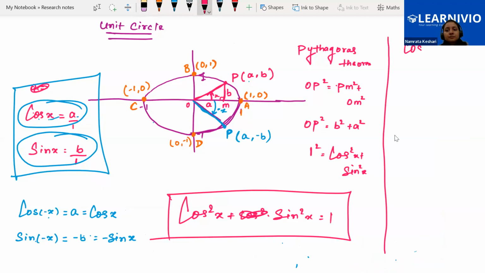cos 0, 1, sine 0, 0 we found from when we make the angle 0. After that, we just stretch the angle and we can see cos pi by 2 is the x coordinate, that is 0, and sine pi by 2 is the y coordinate, that is 1. Similarly, now we will be talking about cos pi and sine pi.